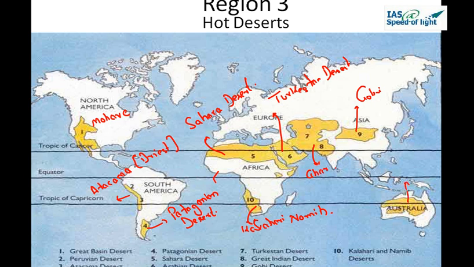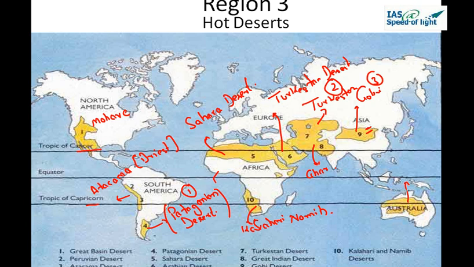Now here if you see, we can divide these deserts in two parts. The first are the ones which are around the Tropic of Capricorn and Tropic of Cancer, around the tropics, right? And the second are the temperate deserts, right? Like the Gobi Desert, it's a temperate desert. Turkestan, and Patagonia. So these three deserts we define in the temperate region, and others are in the belt of the tropics, right?